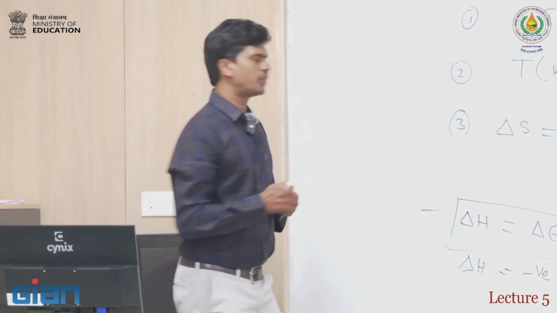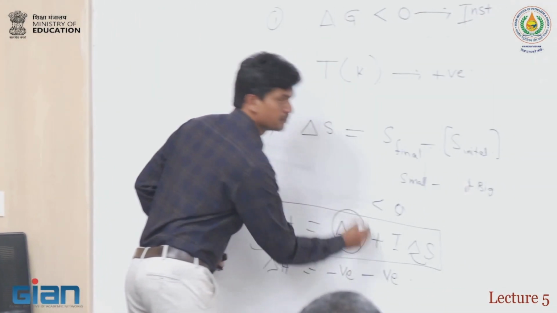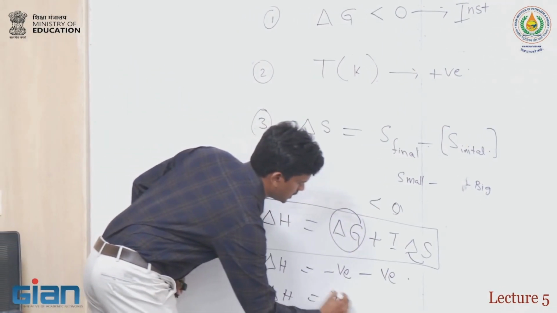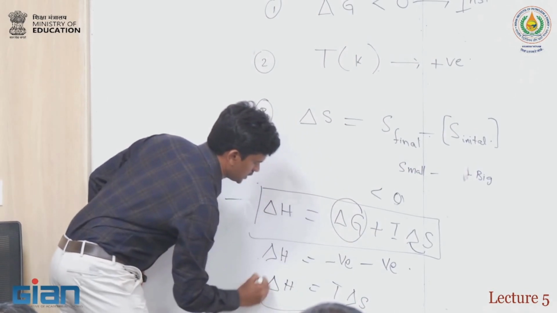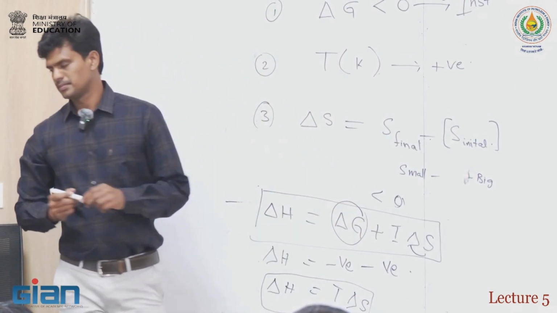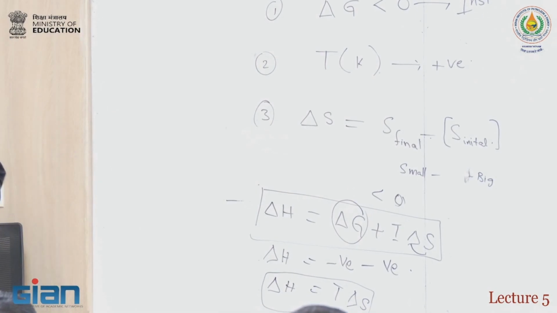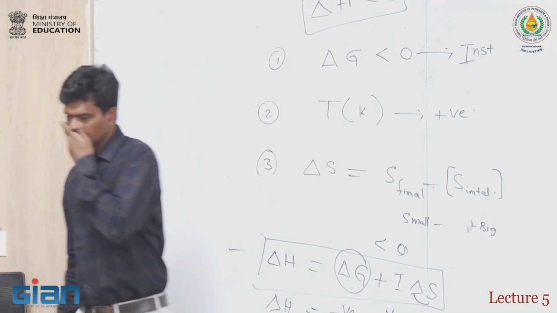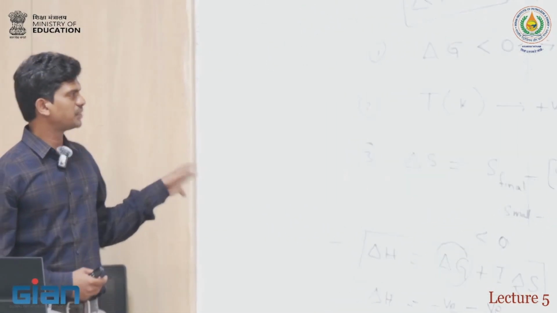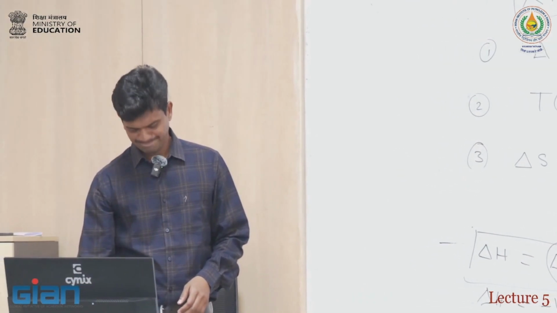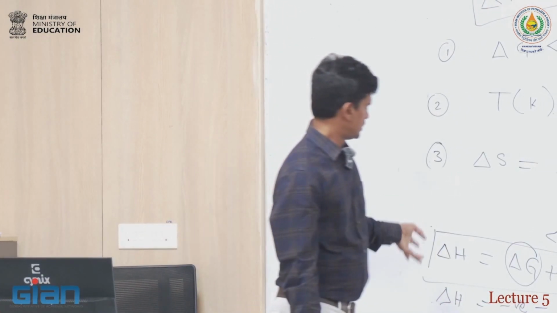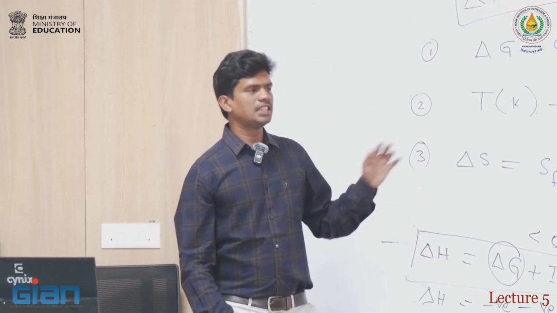So at equilibrium, what happens? Delta G is 0, right? So your delta H will become T times delta S. This is the equilibrium condition, right? So that's what we showed, that change in enthalpy is always negative, and therefore adsorption is an exothermic process, right? So as we said, heat always releases.